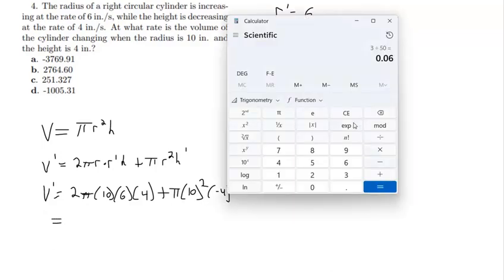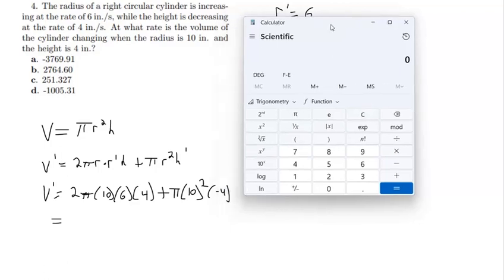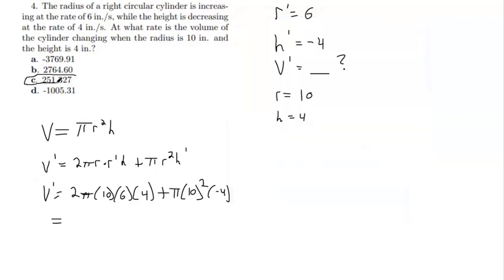I can do that just so you can see the steps I take. 2 times pi, there's my approximation of pi, times 10 times 6 times 4. There's the first term. And then the second term is 10 squared times -4 times pi. Add those together. So I got 251.32, and maybe if I carried out decimals it would be better, but that's C.